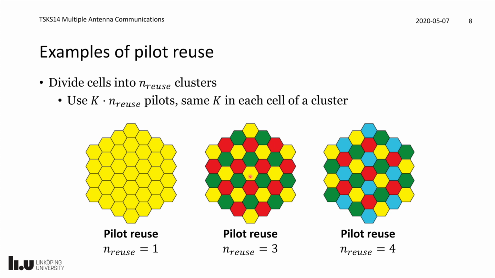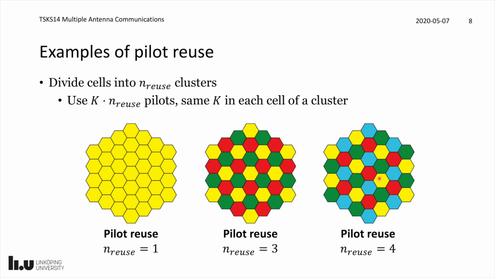The red cells are satisfying the same requirement, so none of the neighboring cells to a cell using the red pilots are also using those pilots. So we also get this natural physical separation between the cells that use the same pilots. And then we have the green cells that satisfy the same requirement. And we can also have a reuse factor of 4. In this case, we are pushing away the cells that use the same pilots even further. We have 4 colors: red, blue, green, and yellow.